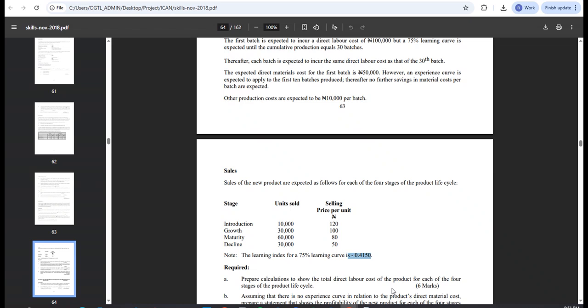Yes, sir, B is the percentage of the learning curve. Yes, that is B now. B is the percentage of the learning curve. The learning index is B. Okay, right?